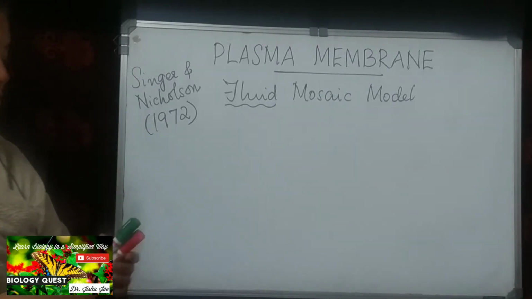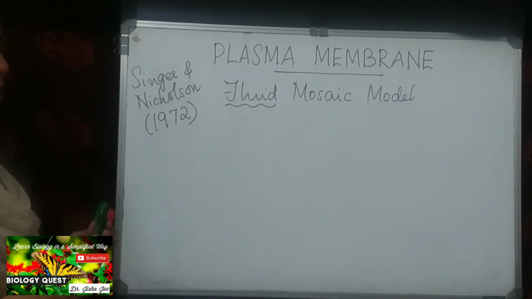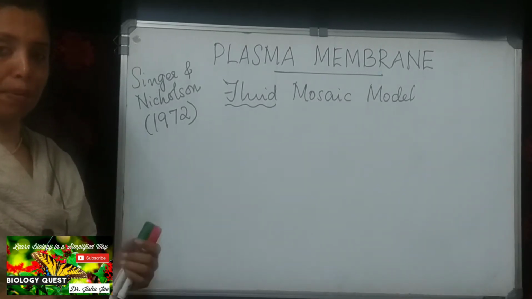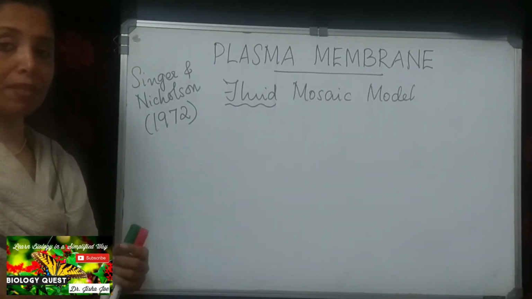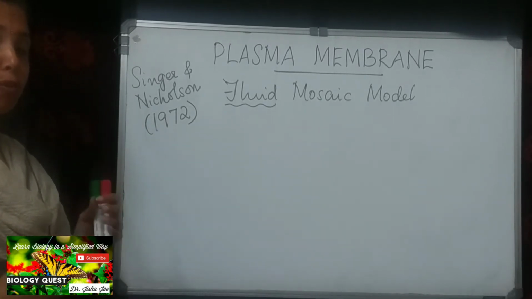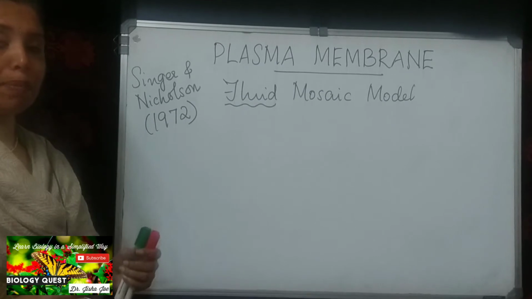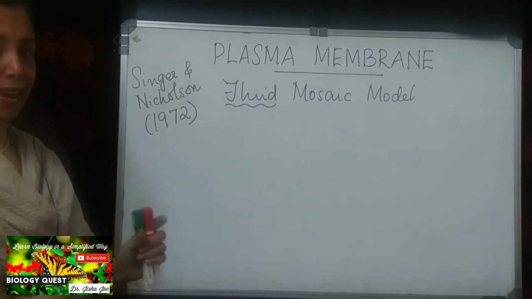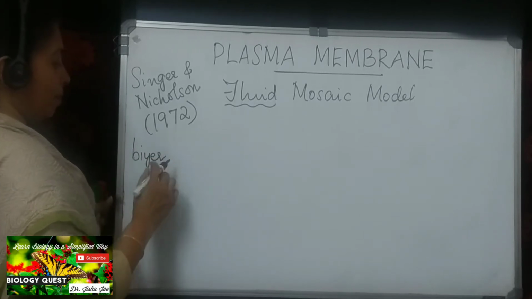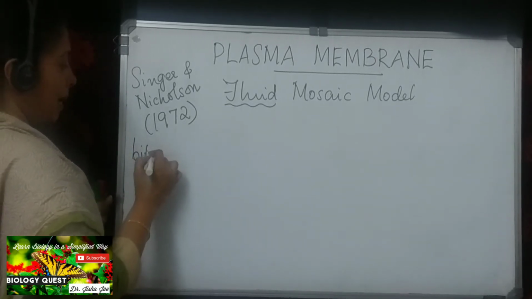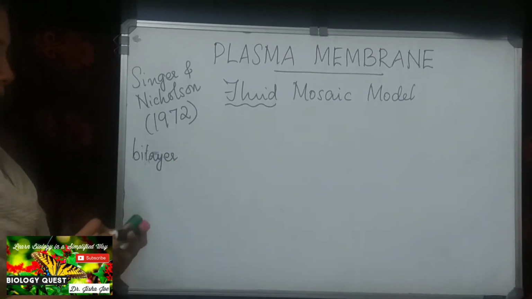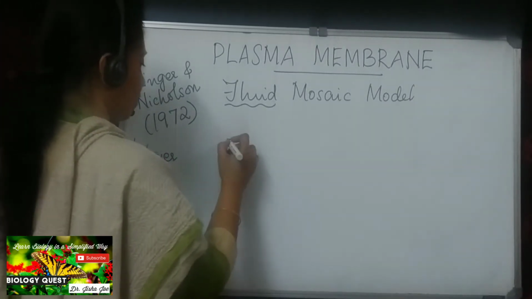Now coming to the structure, how does this model look? According to this model, the phospholipids, the lipid component we have seen, are the phosphoglycerides. These phospholipids form a bilayer. A bilayer of phospholipids is present according to this model. So that is what I am going to draw.